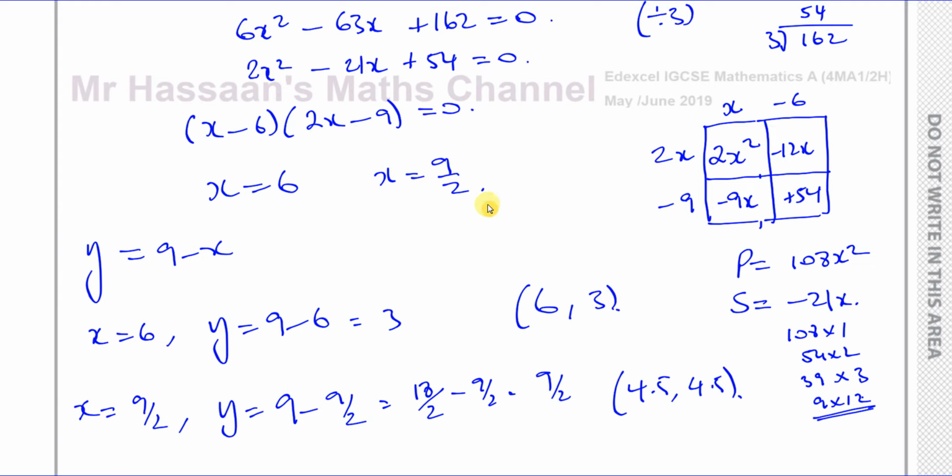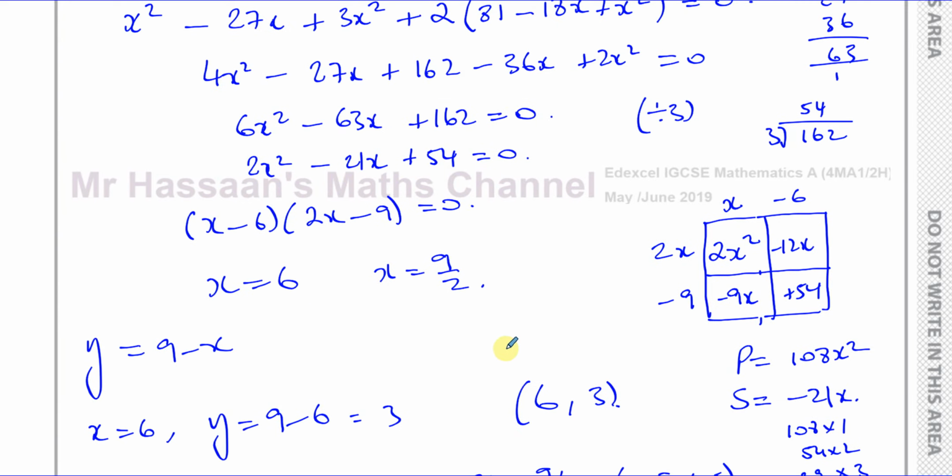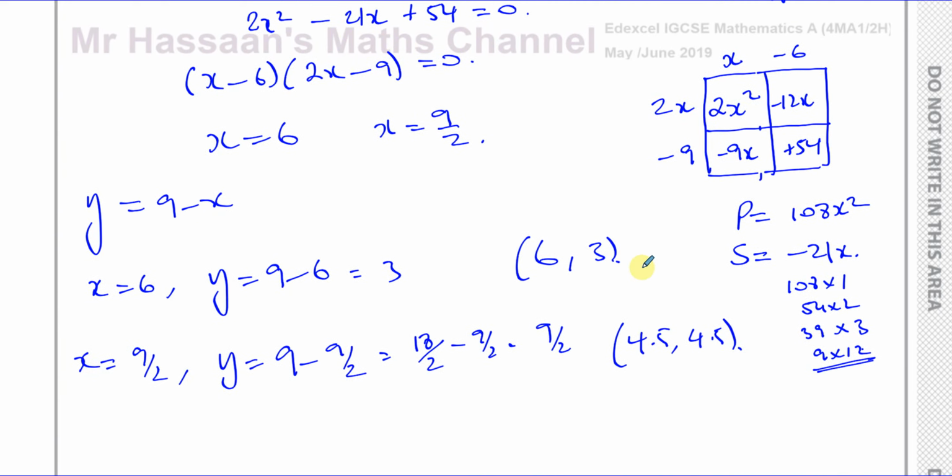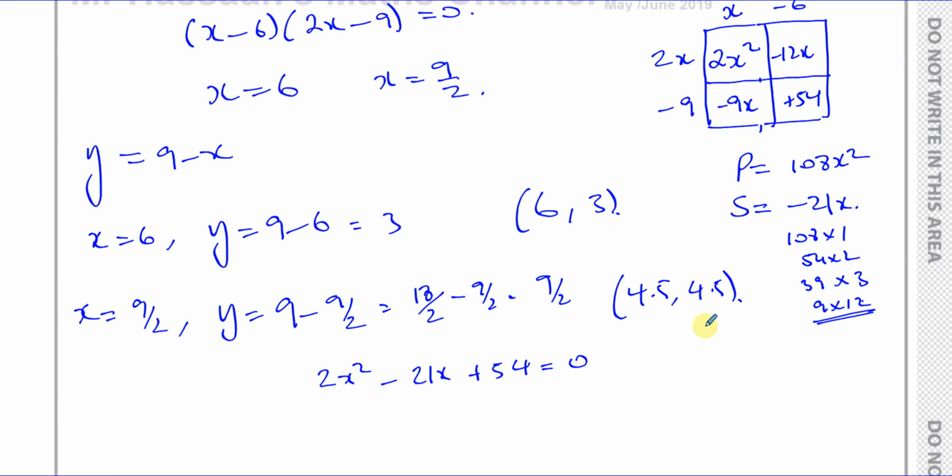You can factorize this, by the way, in the traditional way. Everything's the same in terms of finding these two. Now the normal way that most of you probably have learned, 2x squared minus 21x plus 54 equals 0. To find those two terms, you write 2x squared minus 12x minus 9x plus 54 equals 0. And then you factorize by grouping.